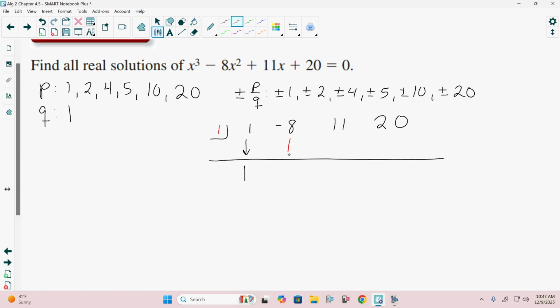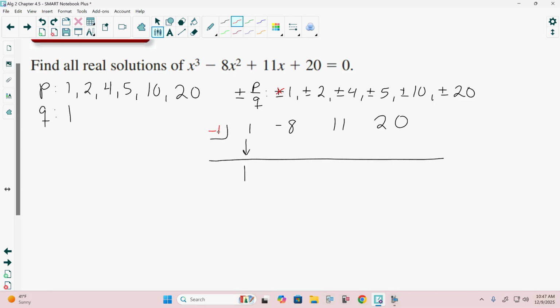Because 1 times 1 is 1. Negative 8 plus 1 is negative 7. 1 times negative 7 is negative 7. 11 plus negative 7 is positive 4. 1 times 4 is 4, and 20 plus 4 is 24, telling me that the remainder for this here is 24. And if it is a solution, the remainder should be what? 0. Okay, well, since we didn't get a remainder of 0, it means it's not a solution. We remove it from the list. So positive 1 is out.